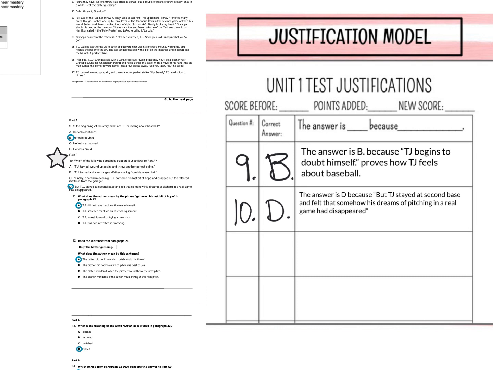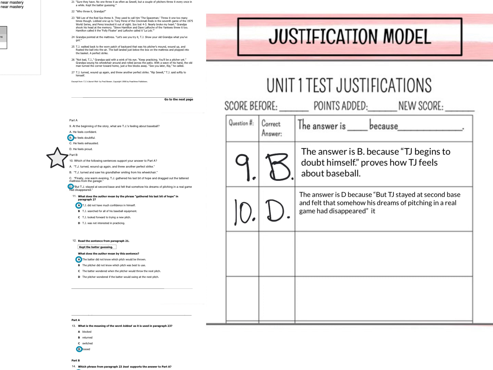I have in my ending quote, and remember this is proving part A. So as I go back to part A, this is explaining how we know that TJ feels doubtful about baseball. Well, if he feels like his dreams of pitching are disappearing, he's definitely doubting baseball or doubting his feelings about baseball. So I'm going to add that now. The answer is D because, but TJ stayed at second base and felt that somehow his dreams of pitching in a real game had disappeared.